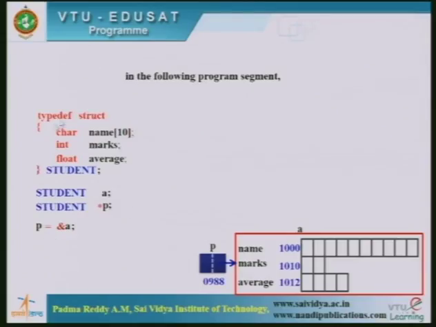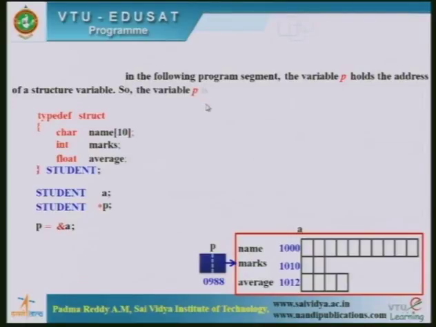Now this is the following program segment. In the following program segment, the variable p holds the address of a structure variable. If you observe, the variable p contains the address of a structure variable. This is the pictorial representation. p contains the address of this structure. So the variable p is a pointer to a structure. Because p contains the address of this structure, we say p is a pointer to this structure.